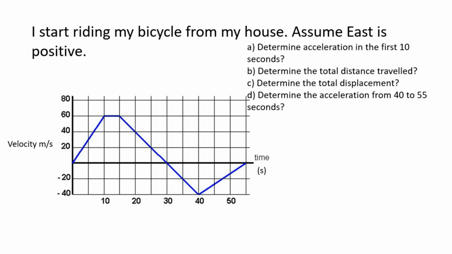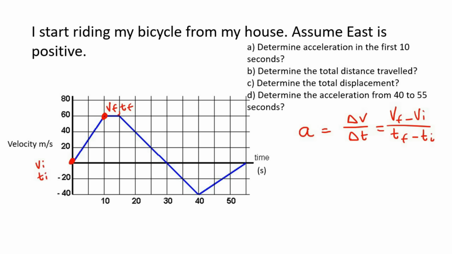The first question says, determine the acceleration in the first 10 seconds. So we know that acceleration is equal to change in velocity over change in time, which is final velocity minus initial velocity over final time minus initial time. They're only asking for the first 10 seconds, not all of it. So the first 10 seconds is up to there. So that means over here and over here. This would be your final velocity as well as your final time, and this would be your initial velocity and your initial time.